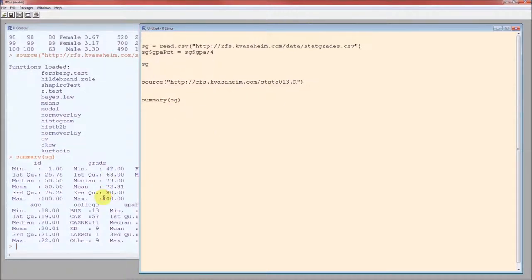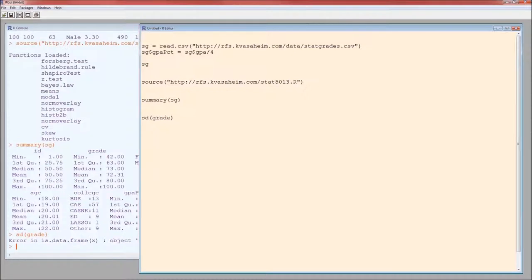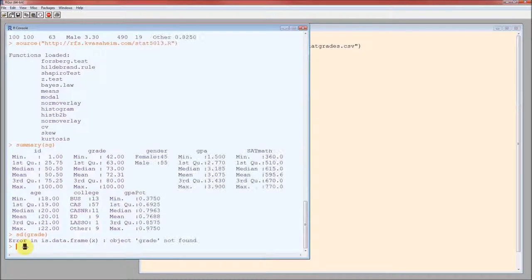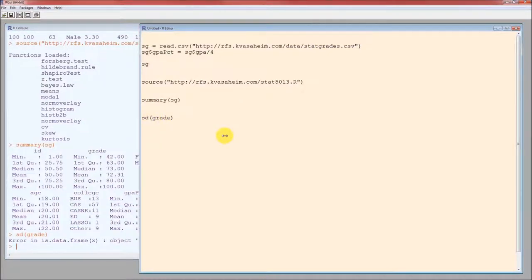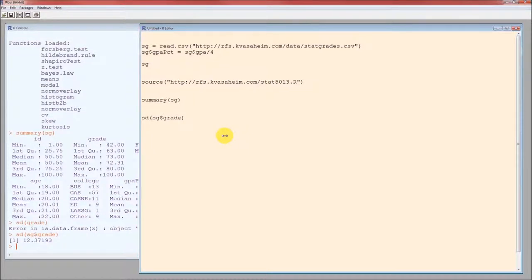Notice we don't have measures of spread here. So if we want the standard deviation, SD will be the function for standard deviation. And then we got to pick one of the variables. So let's pick grade. SD of grade should give us the standard deviation of the grade variable. Oh my goodness, there's an error. I don't know what the problem is. Well, let's go ahead and look. Object grade not found. Oh, that's right. Grade isn't in R, it's in the dataset SG, so it'll be SD of SG $grade. And now we got the standard deviation of grade.